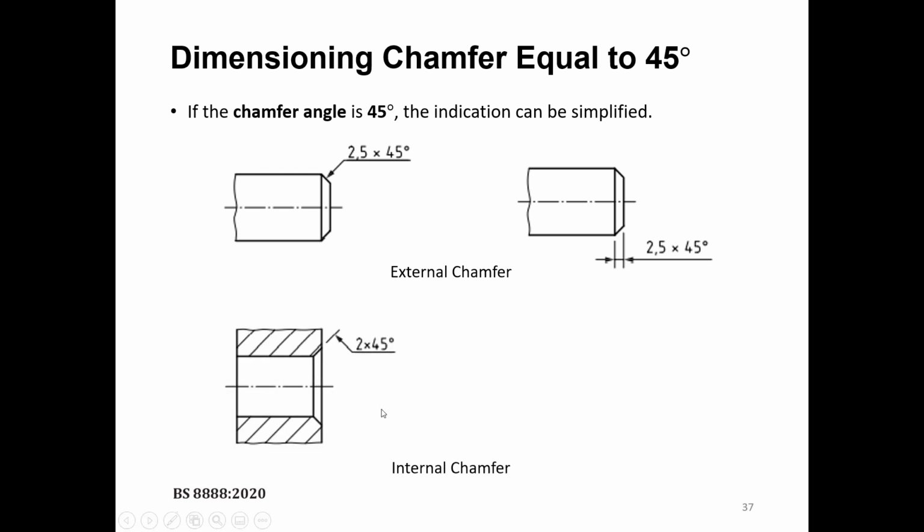For internal chamfer, we have more or less similar kind of designation. You say, the extension of this line, which is this extension line, and then this is your leader line here, and say 2 times 45 degrees. 2 here means that if you draw a triangle, the width and the height, this edge and this edge, they are equal and 2 millimeter each.